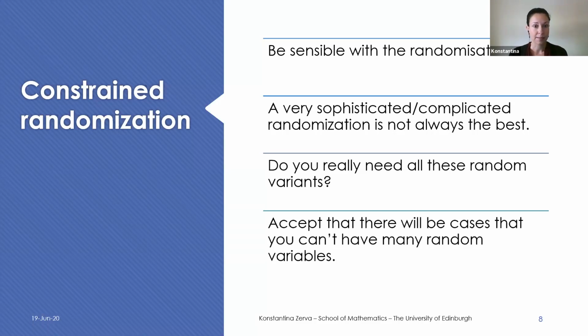Another aspect of randomization: do you really need all these random variants? Like 10, 20 different versions of a question look sensible for a quiz, but if you have, let's say, 100, maybe not all of them have the same difficulty. So this is something to consider when you're doing your randomization. And also you need to accept that there will be cases where you can't have many random variables. For example, when you have trigonometry questions, how many angles have a nice trig number?